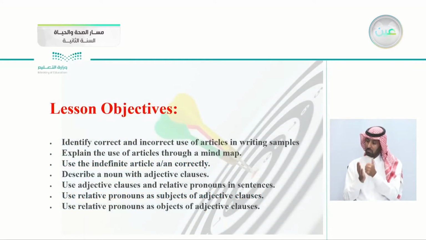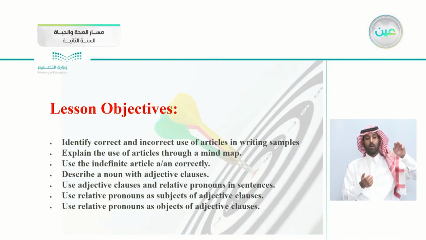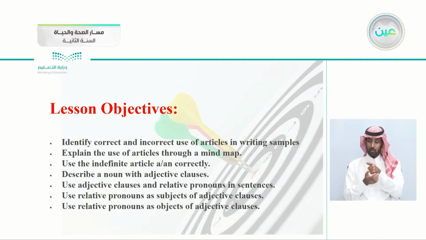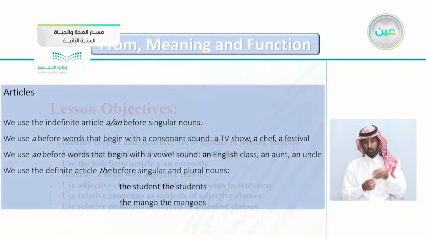So these are today's objectives for the form, meaning and function. Identify correct and incorrect use of articles in writing samples. Explain the use of articles through a mind map. Use the identified article a or an correctly. Describe a noun with adjective clauses. Use adjective clauses and relative pronouns in sentences. Use relative pronouns as subjects of adjective clauses. Use relative pronouns as objects of adjective clauses. So we'll be learning all of these today.